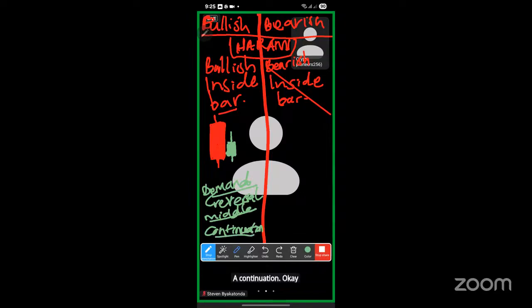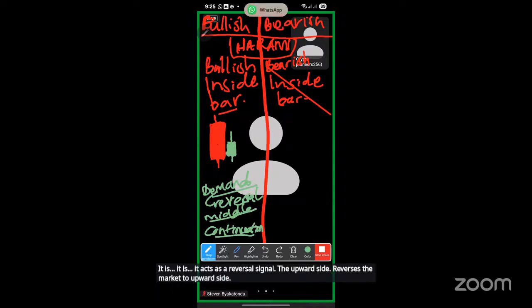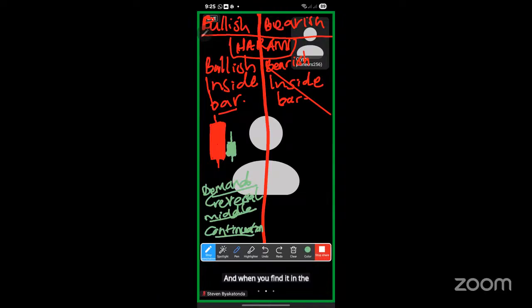Whenever you find it at the demand zone, it acts as a reversal signal to the upward side. It reverses the market to the upward side, and when you find it in the middle of the trend, it is a continuation, as simple as that. The same applies to the bearish inside bar or the bearish harami.